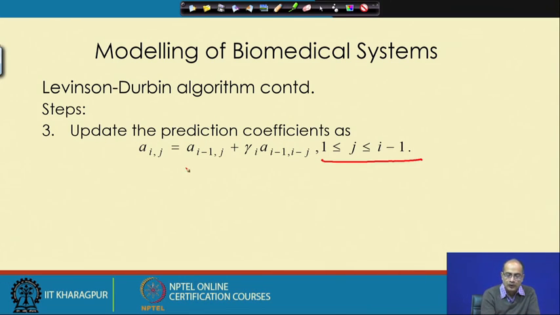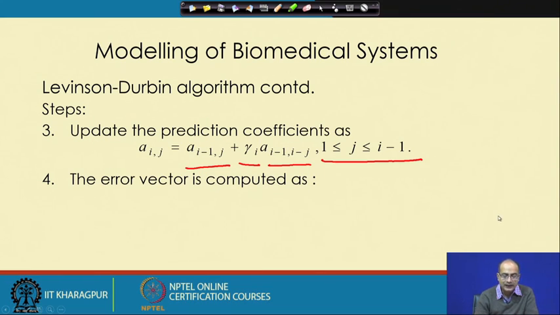We take what was the previous value in the last iteration, into that reflection coefficient, into that, we get a reverse, actually a flip kind of thing of the coefficients in the previous iteration, a flipped version of it. So, this is the way the updation happens.